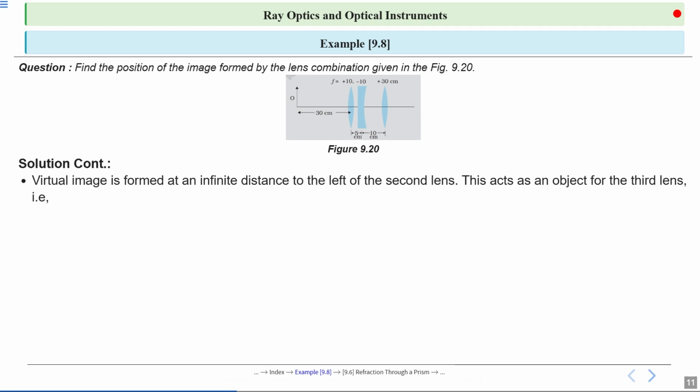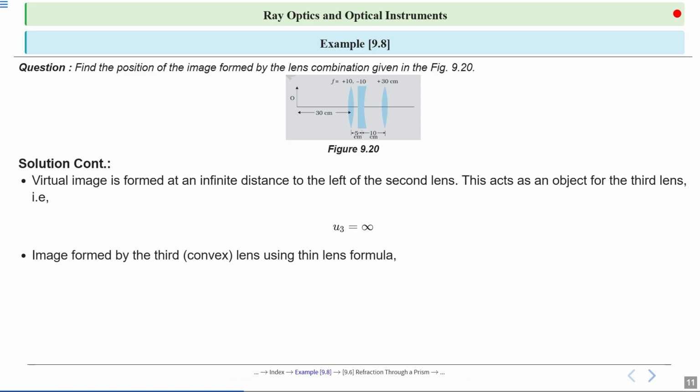So let's start by considering the virtual image formed by the second lens. This image is at infinite distance to the left of the second lens, which means it acts as an object for the third lens. Here we define the object distance for the third lens as u3 equals infinity. This notation helps us apply the lens formula correctly. In the next steps, remember when the object is at infinity, the rays are parallel to the principal axis.